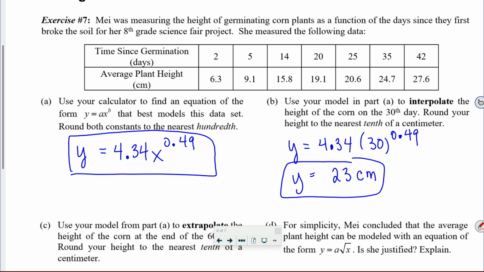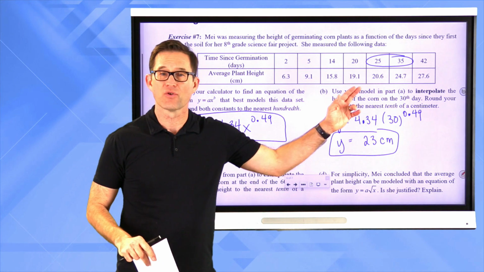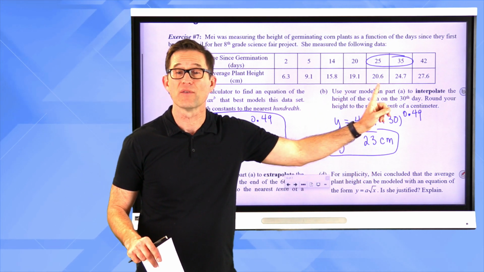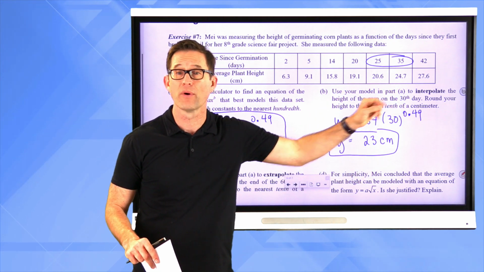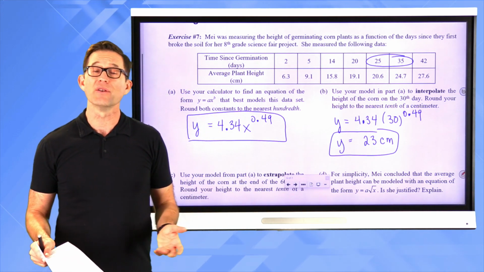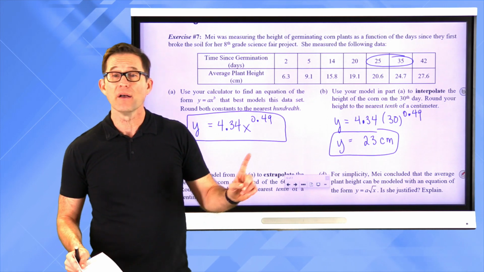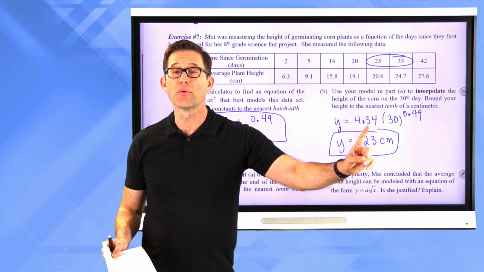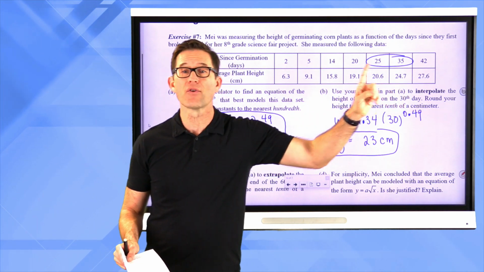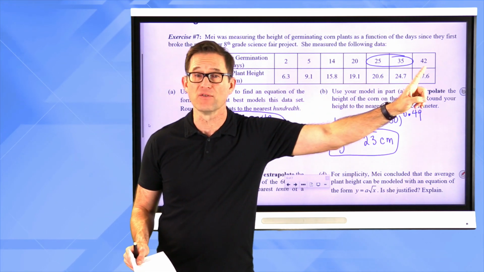All right, by the way, it's kind of cool because you can look, right, that 30 falls between the 25 and the 35, and that 23 falls between the 20.6 and the 24.7, so I'm feeling pretty good about that. And again, it's called interpolation because we're using our model to predict an output where the input falls within the range 2 to 42.